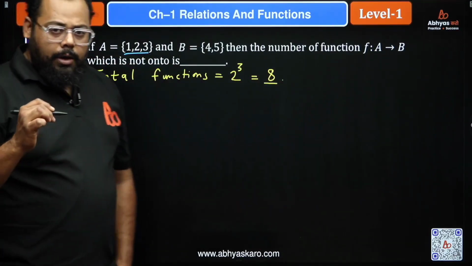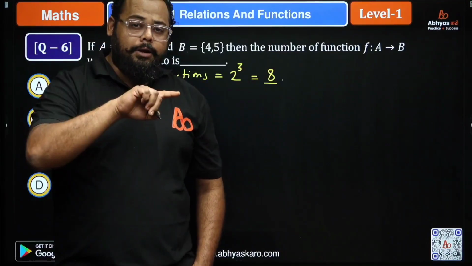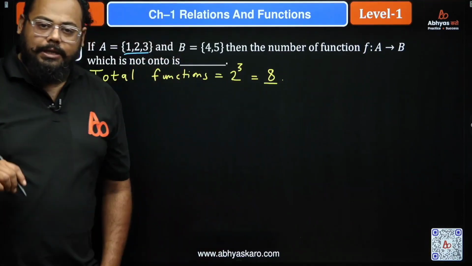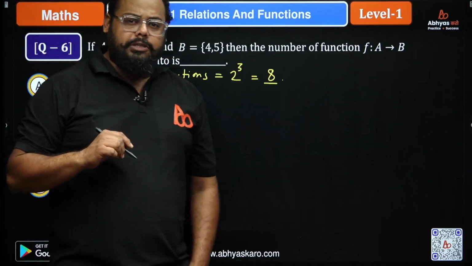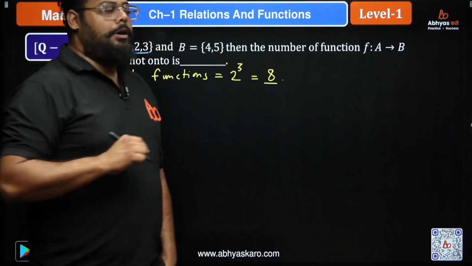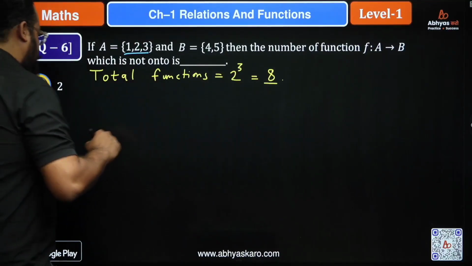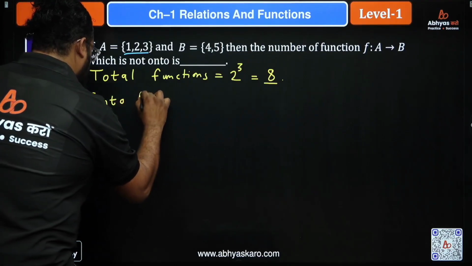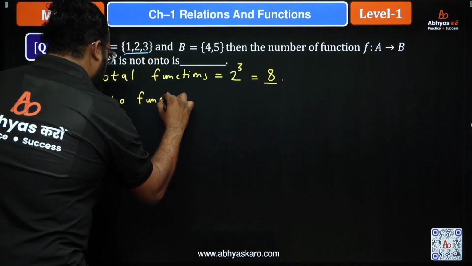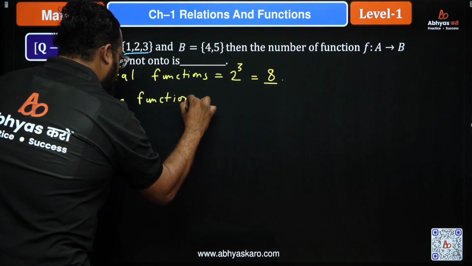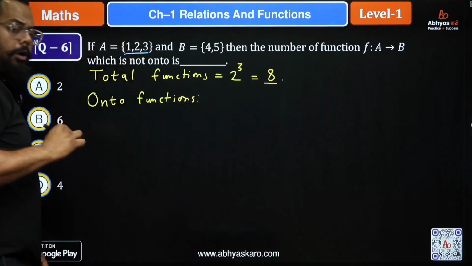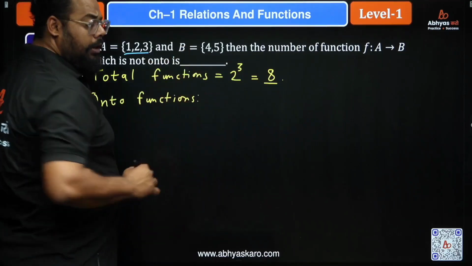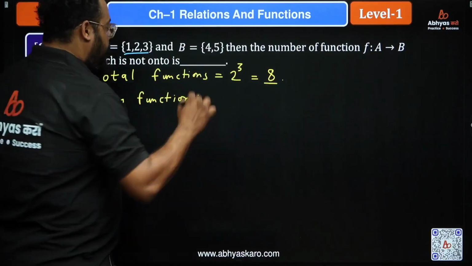Now कितने फंक्शन ऑन टू नहीं है ढूंढने के लिए पहले मुझे पता होना चाहिए कितने ऑन टू है, फिर उसको टोटल में से हम माइनस कर लेंगे. So let us check out how many functions are actually onto functions. To check out how many functions are onto functions, I have the formula. यहाँ पे देखो onto के लिए क्या इंपॉर्टेंट है, कोडोमेन इंपॉर्टेंट है.